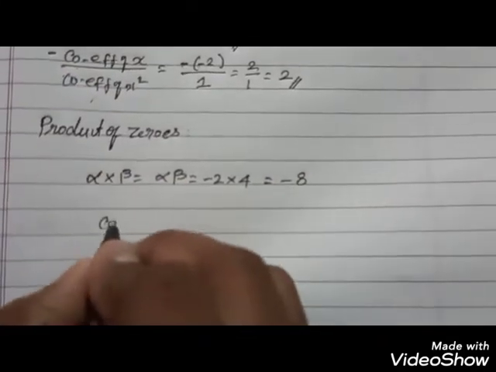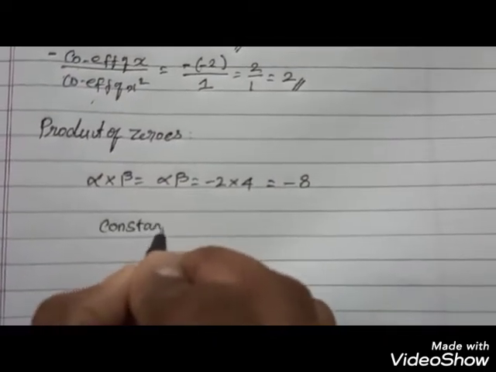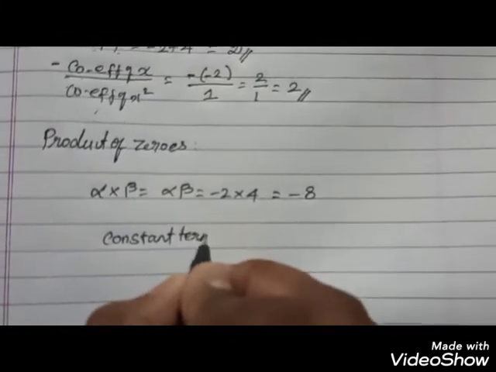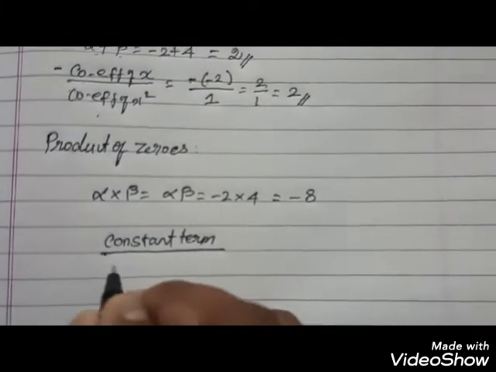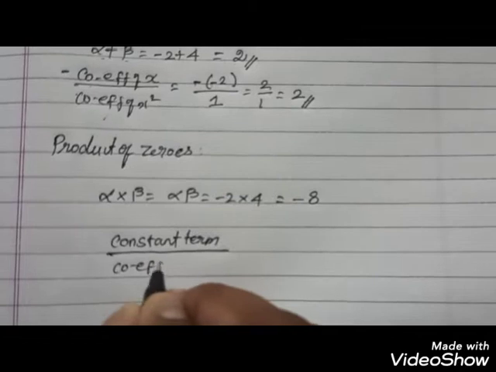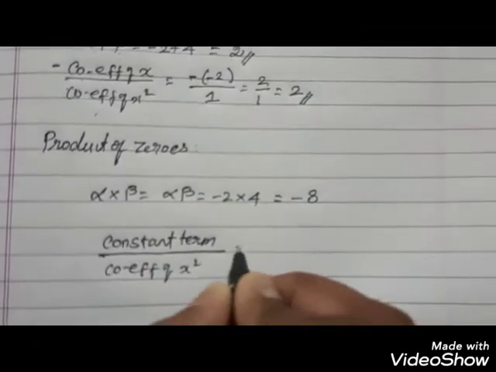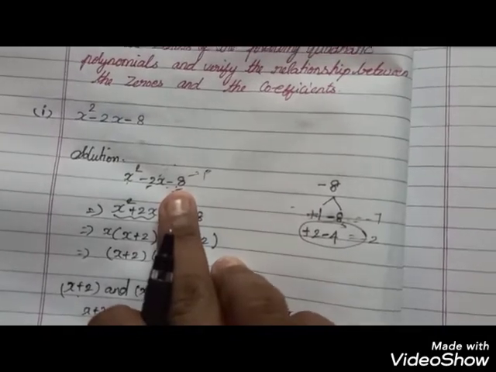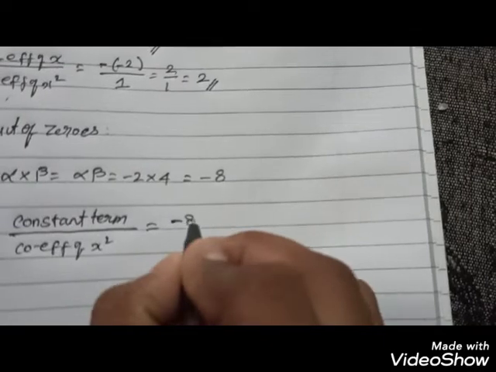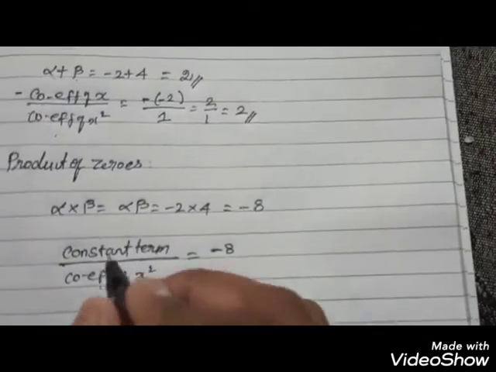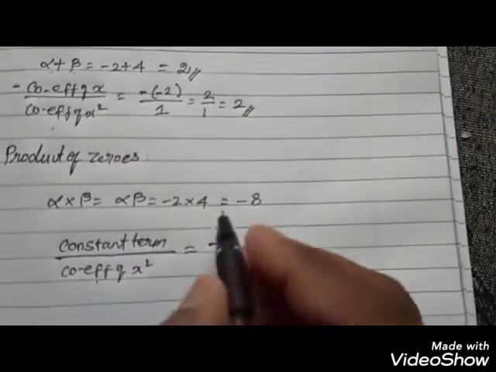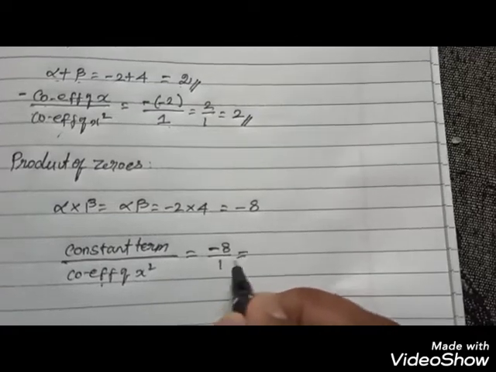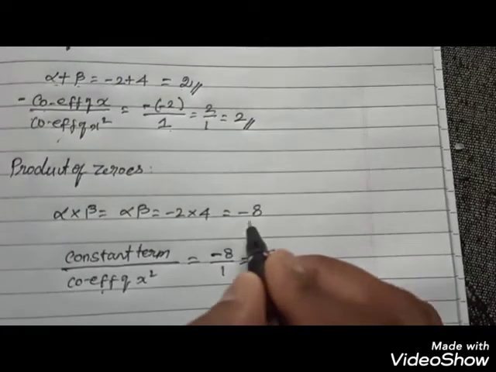Now constant term divided by coefficient of x square. So already we know that constant term is minus 8. Coefficient of x square, already we filled here, that is 1. Minus 8 by 1, which is equal to minus 8.